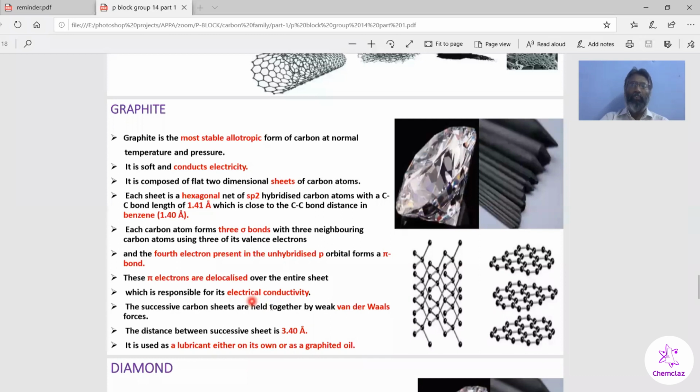Then the successive sheets are held together by weak van der Waals force. The slippery nature of graphite is due to the presence of van der Waals force. The distance between the successive sheets is 3.40 angstrom. Then it is used as a lubricant, either on its own or as graphite oil.